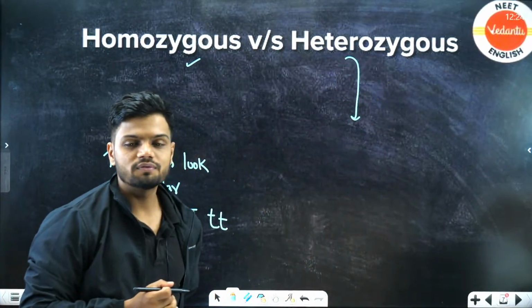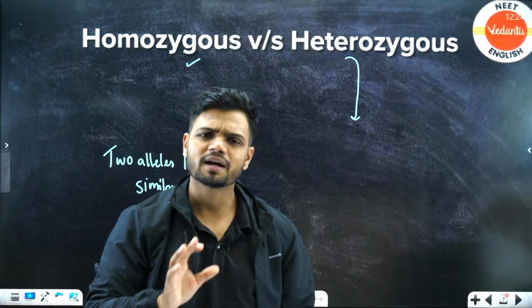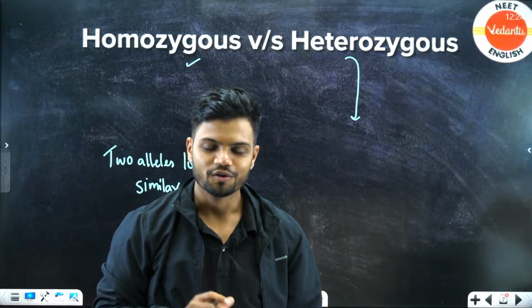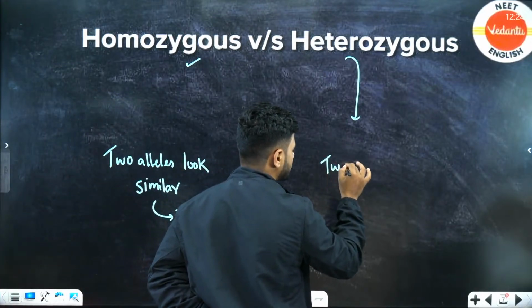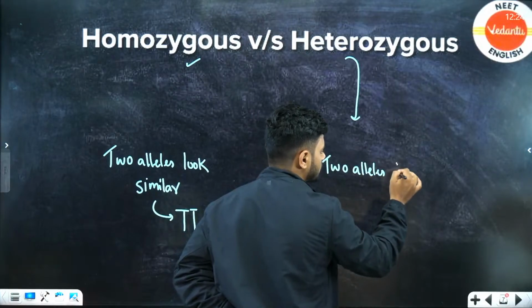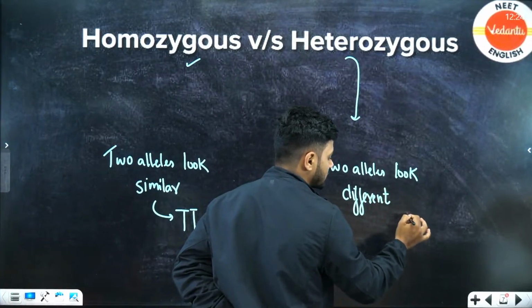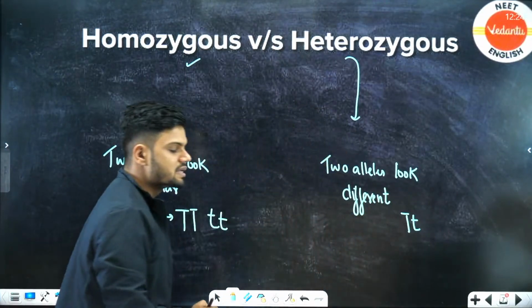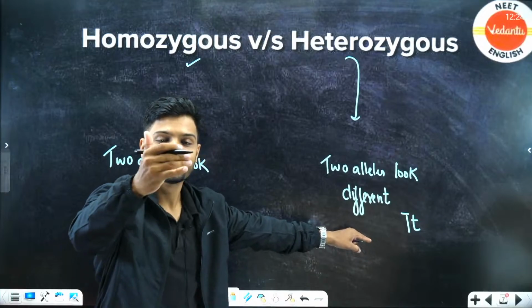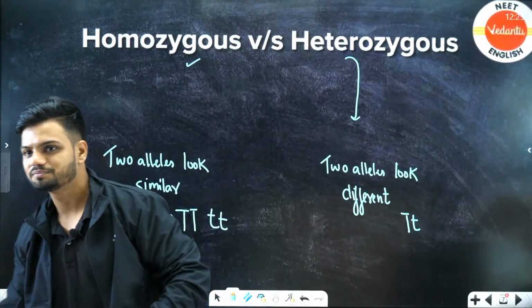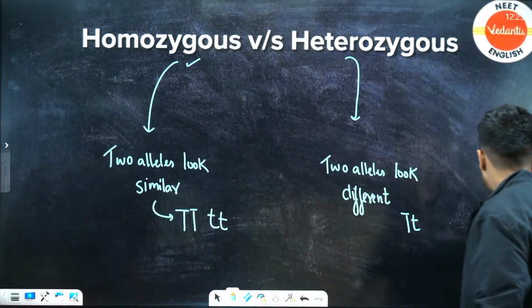Now, what is a heterozygous condition? For example, if Divya and Meghana do not look alike, they look very different. Divya has blue eyes and Meghana has red eyes. Can you imagine? So they do not look alike. That is, the two alleles look different. For example, students, capital T, small t. This condition is called heterozygous. Done? Yes. This is homozygous and this is heterozygous condition.